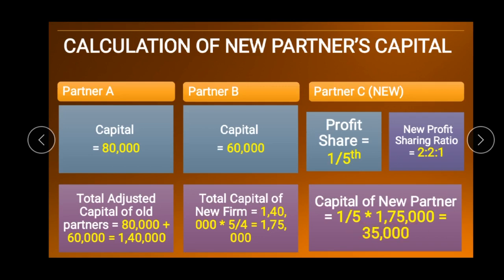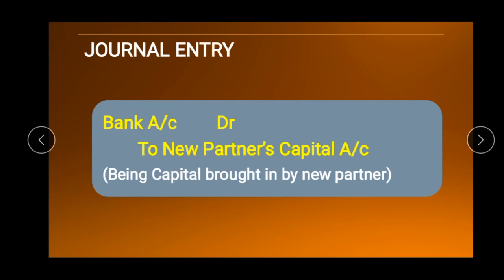And what will be the journal entry? Because the new partner will bring in capital, the bank account should be debited to the new partner's capital account, being capital brought in by the new partner. So this will be the journal entry.